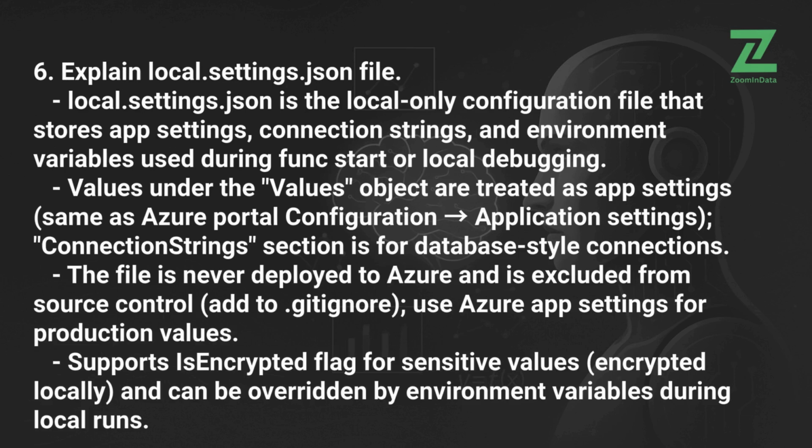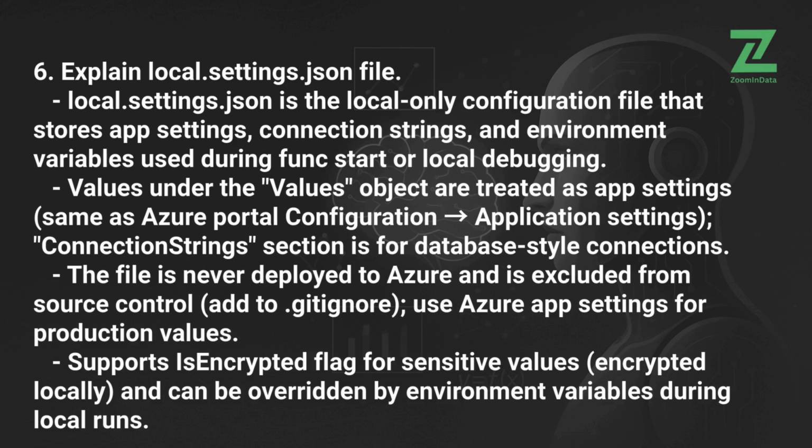6. Explain the local.settings.json file. local.settings.json is the local-only configuration file that stores app settings, connection strings, and environment variables used during func start or local debugging. Values under the Values object are treated as app settings, same as Azure Portal configuration > application settings. The ConnectionStrings section is for database-style connections. The file is never deployed to Azure and is excluded from source control.